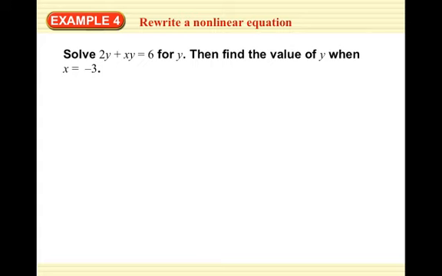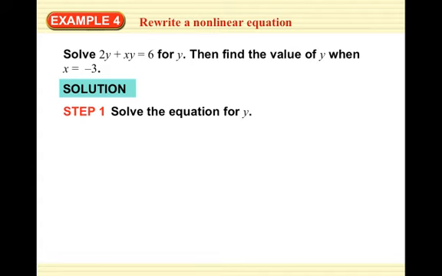Okay, and the reason it's nonlinear is because you have an x times y term in it. That's what makes it nonlinear versus the linear one we had, because they look similar, and I want you to know why. It's because you have x times y. We're going to solve 2y plus xy equals 6 for y. Then we're going to find the value of y when x equals negative 3.